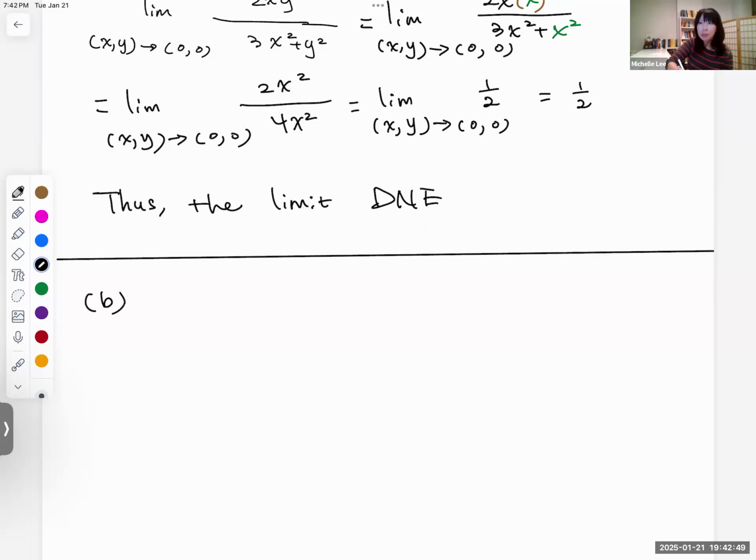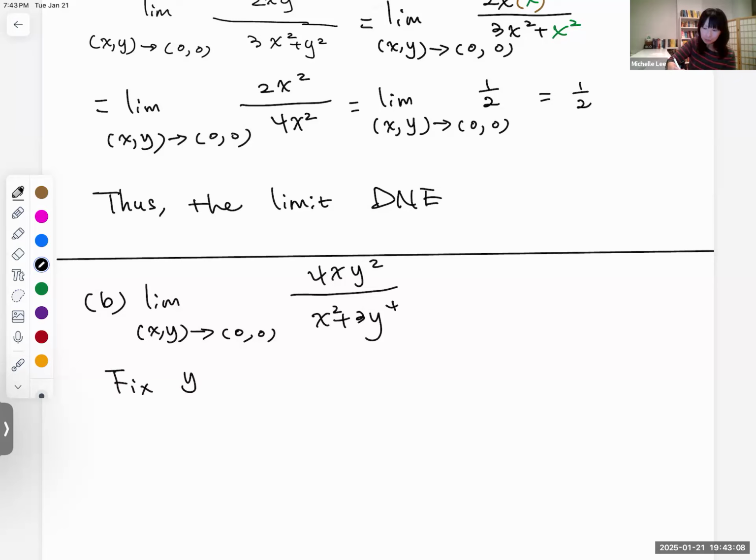Second one. Limit as x, y approaches 0, 0 of xy squared over x squared plus 3y to the fourth power. Okay, let's fix y equal to 0.